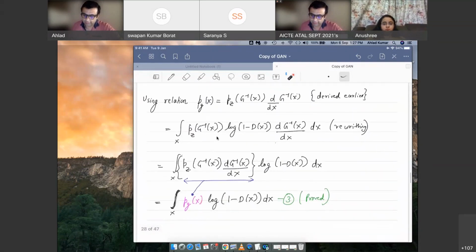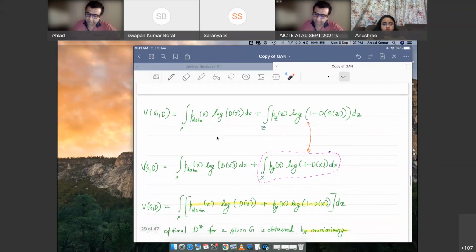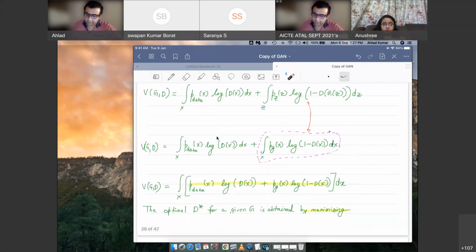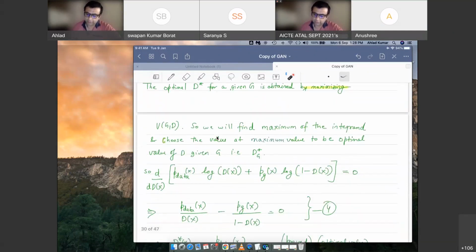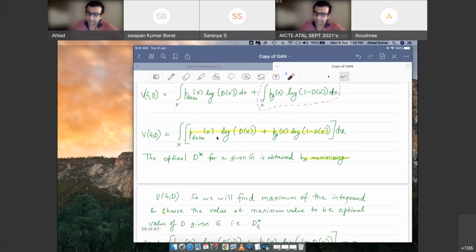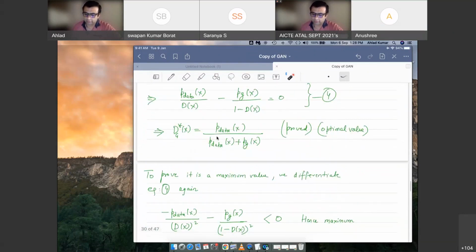So now we can rewrite these expressions which we had written earlier into this expression, which is given over here. What we are trying to do now is find the optimal D. The optimal D star can be obtained by maximizing, as you already know. So this one we are trying to maximize. We take the derivative and see the maximum point where we can get the value. Once you take the derivative of this expression, you will get to know that this optimal value comes out to be this. You can check back later, but this is the one which we are trying to find out.